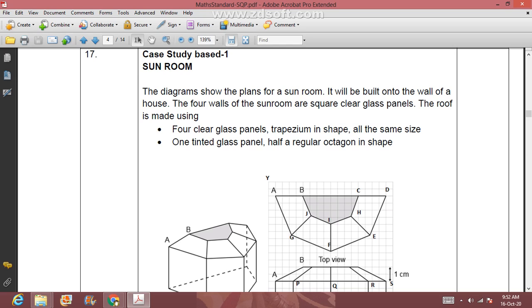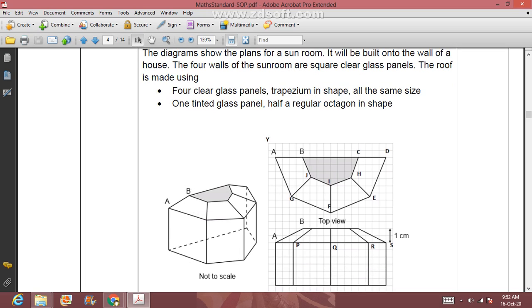See, the diagram shows the plans for a sunroom. It will be built on the wall of the house. The four walls of the sunroom are square clear glass panels. The roof is made using... See, this is a roof.